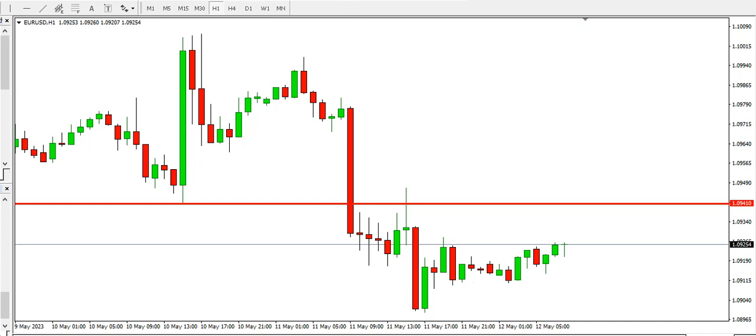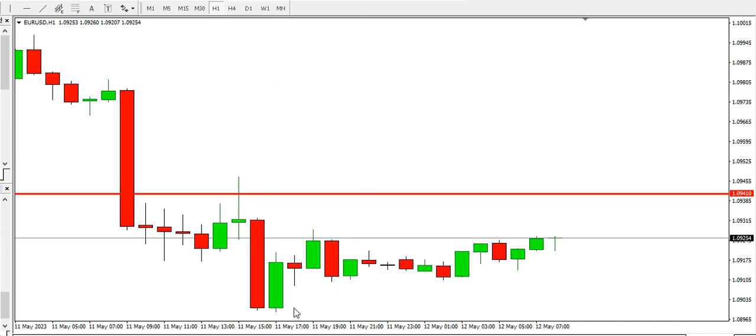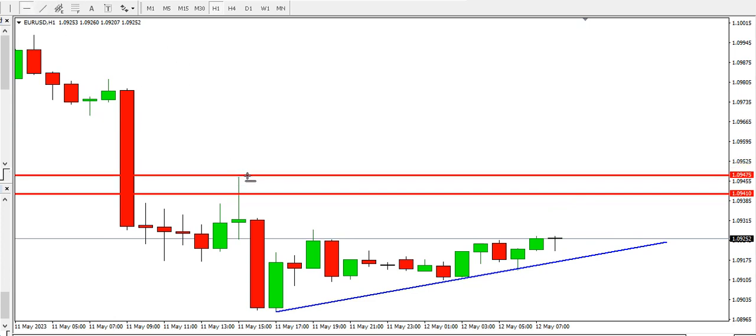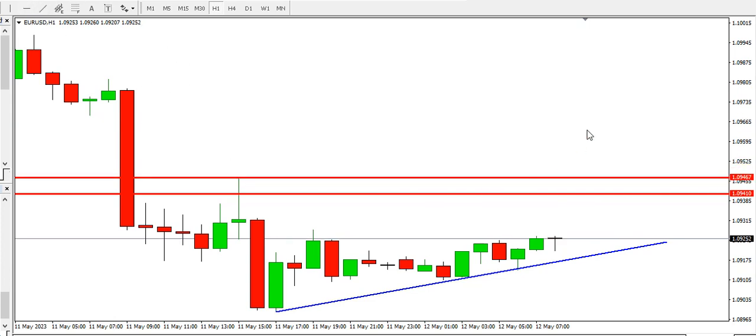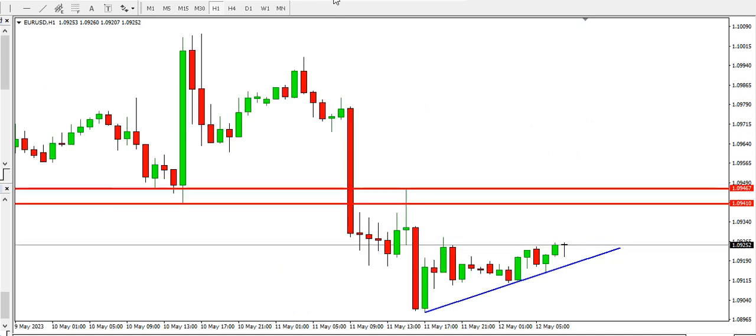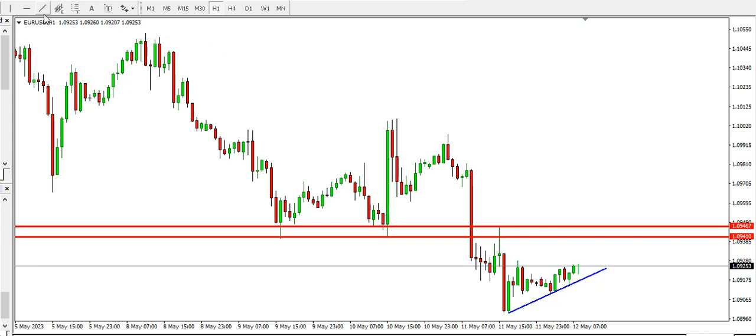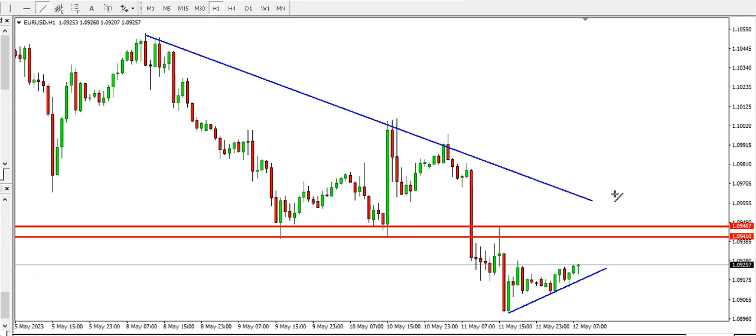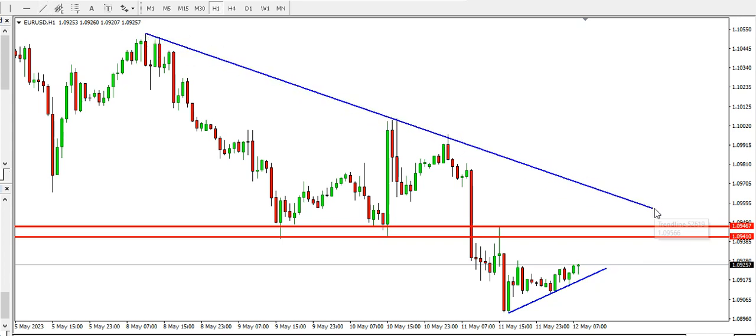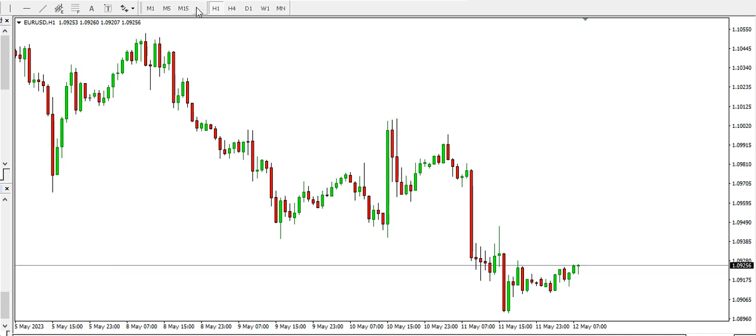Currently price is trying to rise. The bulls are trying to step into the market on the 1 hour time frame. A break above this point might give the bulls some hope that price can go up, but for now it's a bearish structure on the 1 hour time frame.